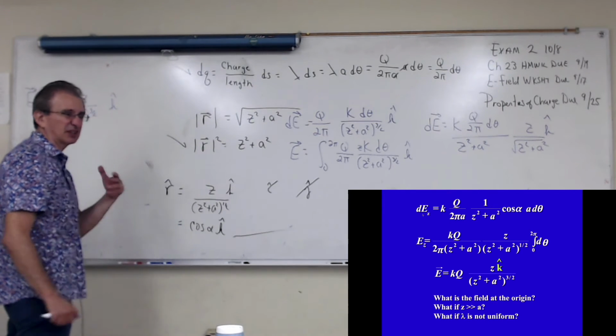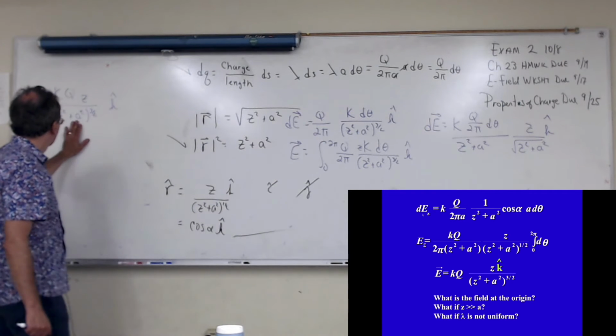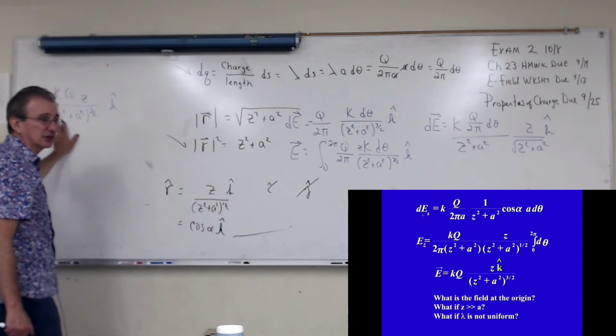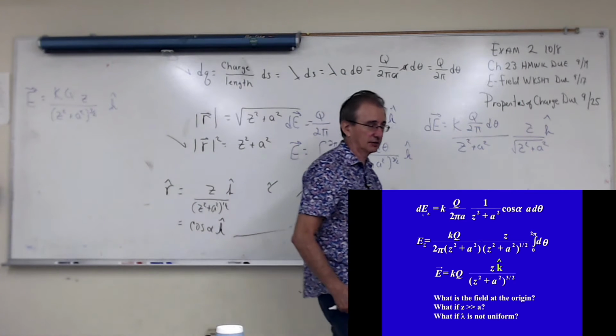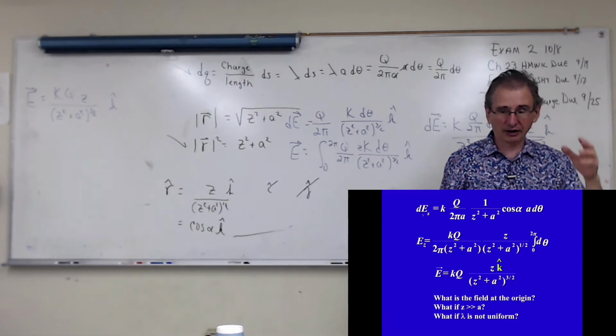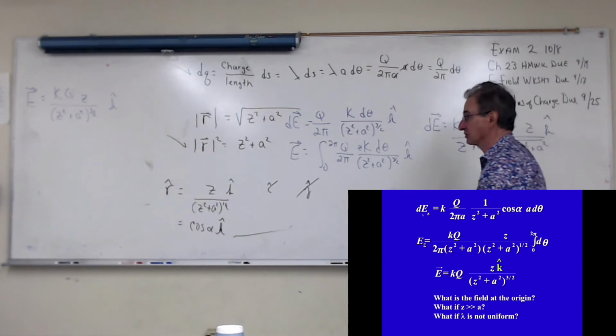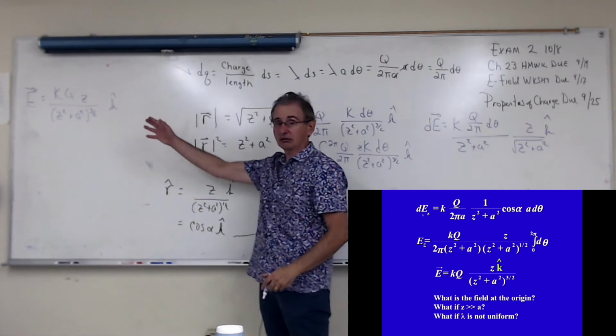Just to see if this equation is correct, if you let z go to 0, what do you get? Well, you get 0, which is what we talked about the other day, that the field at the center of the circle is 0. This equation agrees with that.